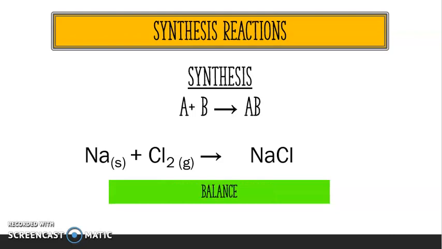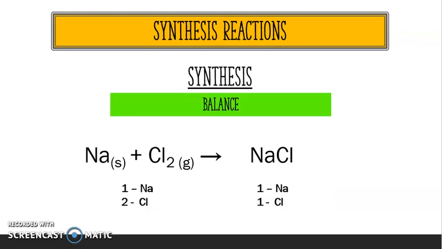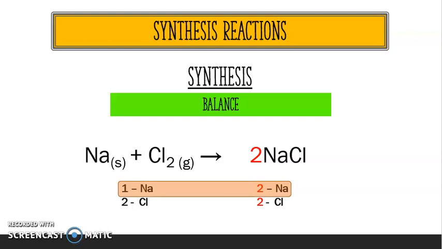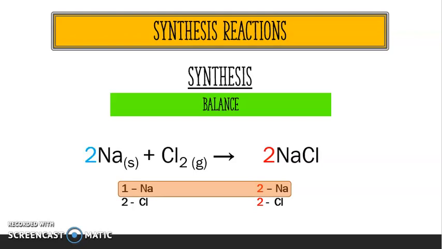Time to balance the equation. When we go to balance, make sure that you have the same number of each type of atom on both sides. First thing that I notice is that my chlorines are out of whack. So I'm going to fix that by adding in a coefficient 2. Now that does increase the number of sodiums, so I'll have to fix that as well. I'll add in another coefficient 2, and my equation is balanced.